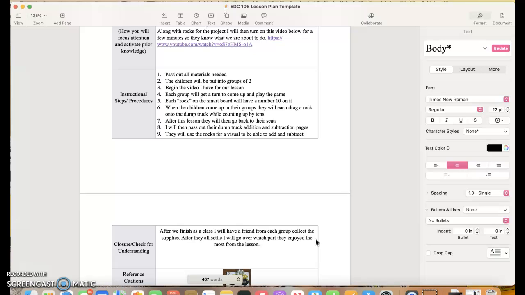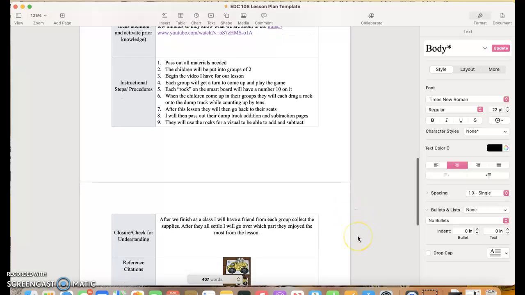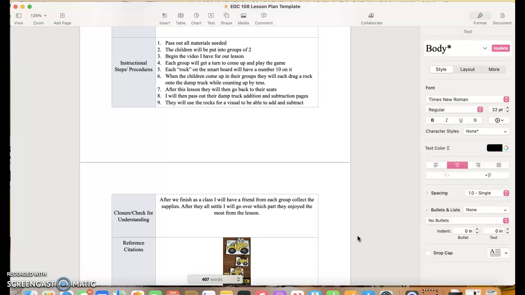After that lesson, they will go back to their seats, and I will pass out the addition and subtraction worksheets, which will just have little problems on them with dump trucks around them. And that's when they will use the worksheets with the dump trucks and the rocks. They can use each rock to go 1, 2, 3, 4, 5, and then when it's time to subtract, they can take those away and count how many would be left.